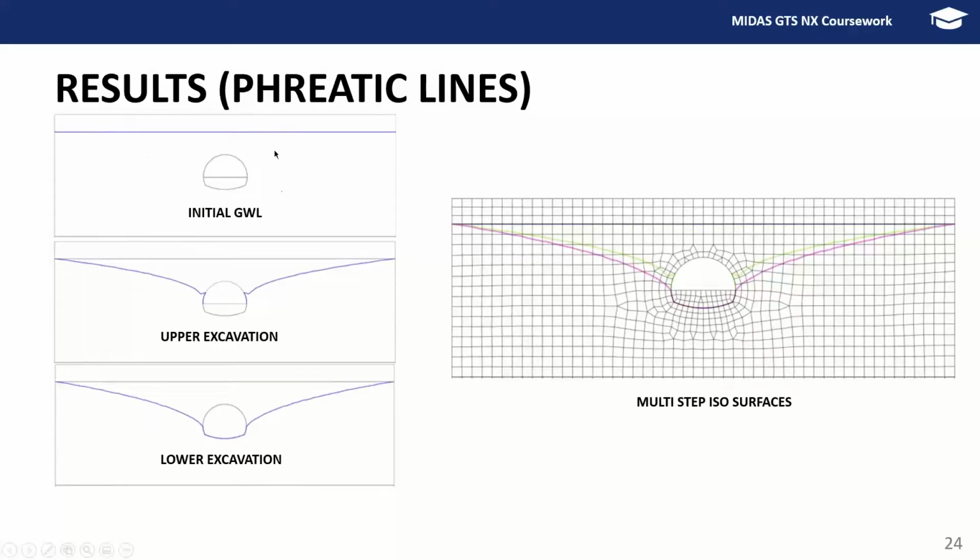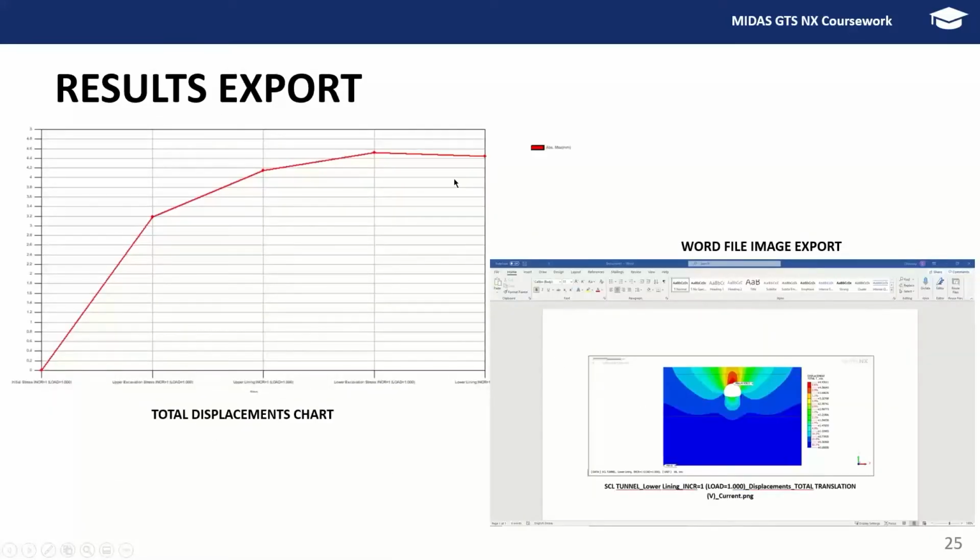Finally, due to the seepage analysis, we will get the groundwater level, that is the initial groundwater level. So this is the 20-meter height. Then due to the upper excavation, you can see the groundwater level dropping. That means the water is actually flowing into the system. Then due to the lower excavation, the groundwater level drops further down here, and the multi-step results will be shown in the model. Then the results export.